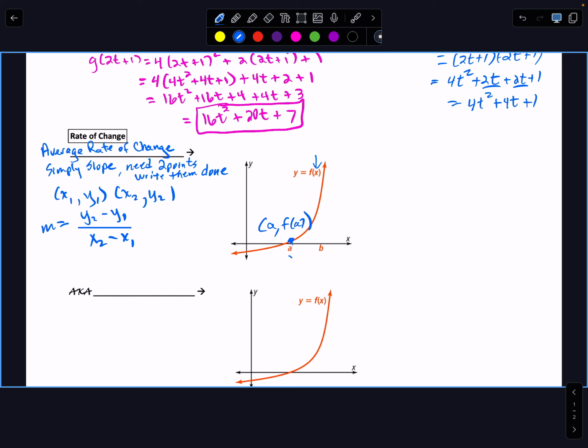And then we have b over here. So, go up. Here's the point. The x coordinate of that is b. And then again, we have to plug that b in for x. So the y coordinate is f of b.